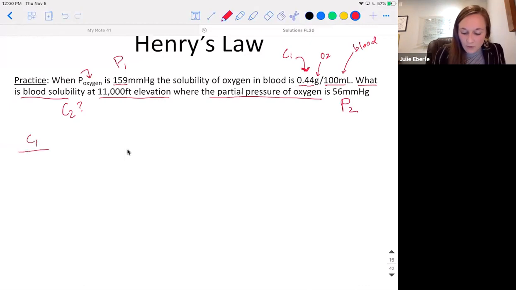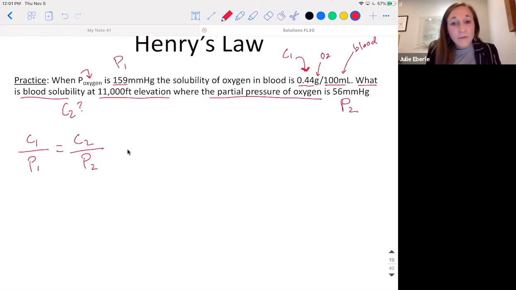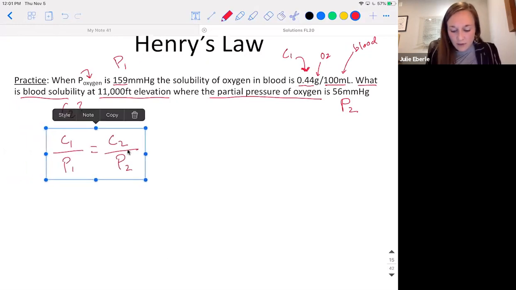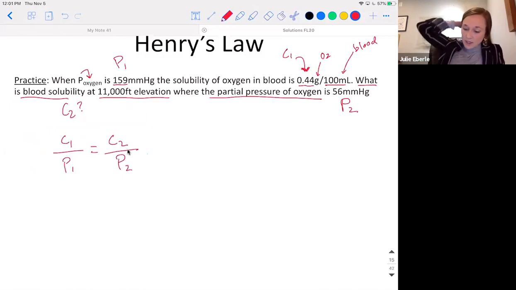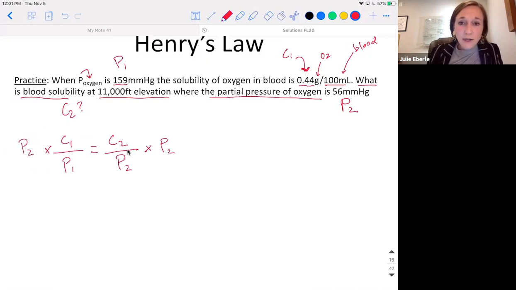So let's use Henry's law and solve for C2. We know it's C1 over P1 equals C2 over P2. We're going to plug the three pieces that we have in and solve for C2. But first, we need to rearrange our equation to get C2 by itself. To do that, I'm just going to cross multiply both sides by P2. This is a lot of what you would do with the ideal or gas laws. We had a couple of those on exam 3, and you just had to rearrange your equation. So our new equation is P2 times C1 over P1 equals C2.